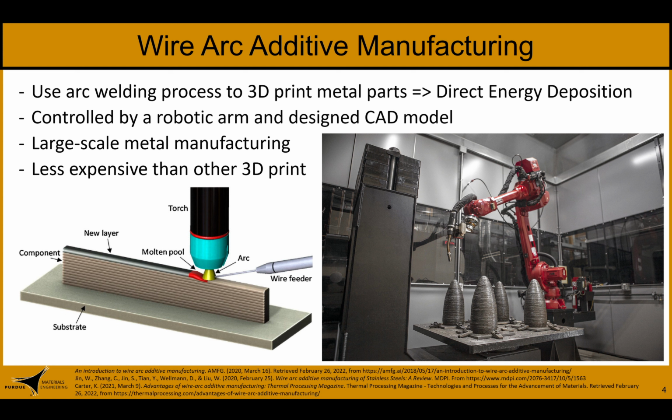Moreover, the welding wire used in the wire arc additive manufacturing process is significantly less expensive than the metal powder used for other 3D printing techniques. Therefore, wire arc additive manufacturing is considered to be less expensive than other 3D printing techniques for metal.